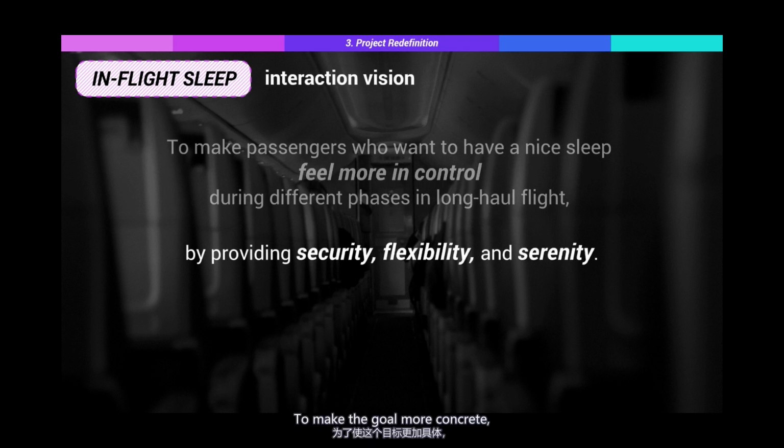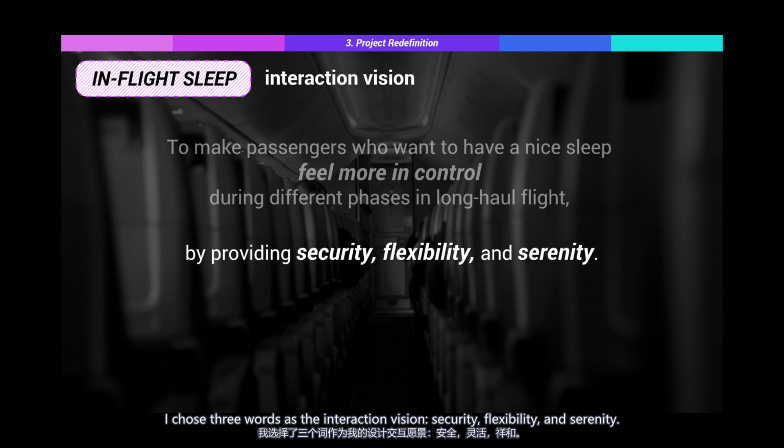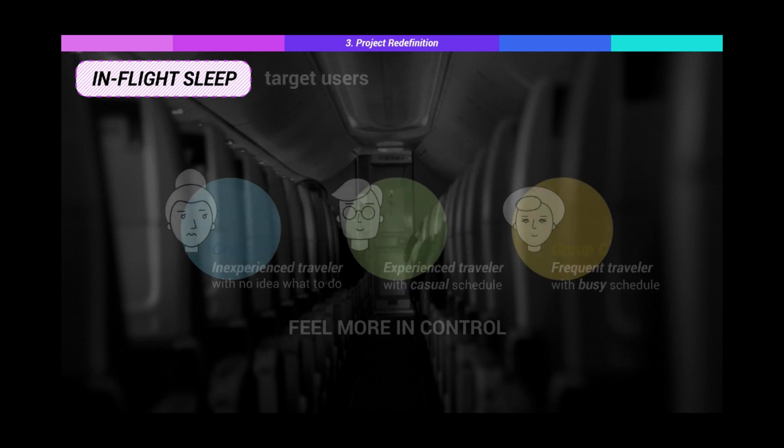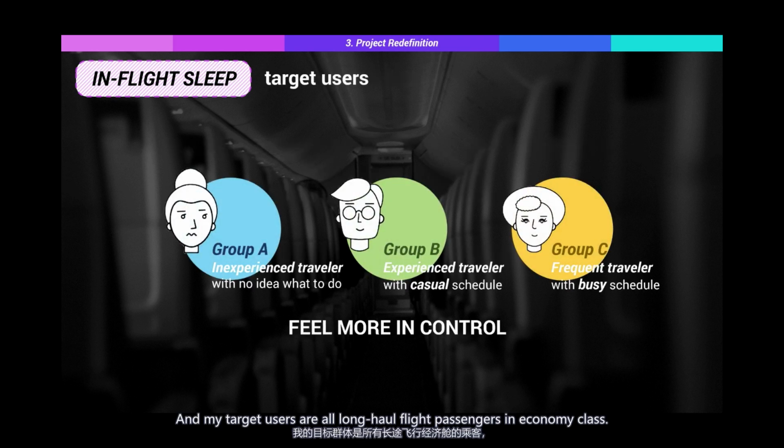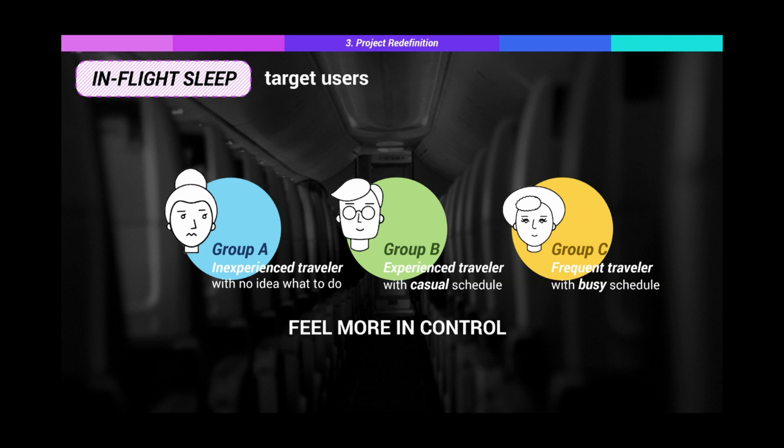To make the goal more concrete, I chose 3 words as interaction vision: security, flexibility, and serenity. And my target users are all long-haul flight passengers in economy class. They're categorized into 3 typical groups. Group A is inexperienced travelers who might take the flight for the first time. So, they're likely to feel lost and don't know what to do.